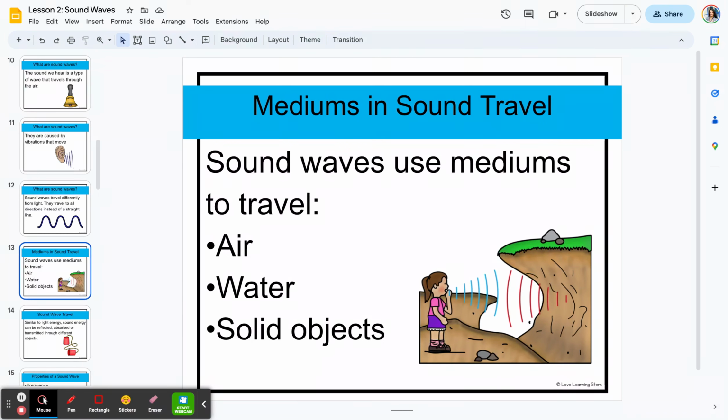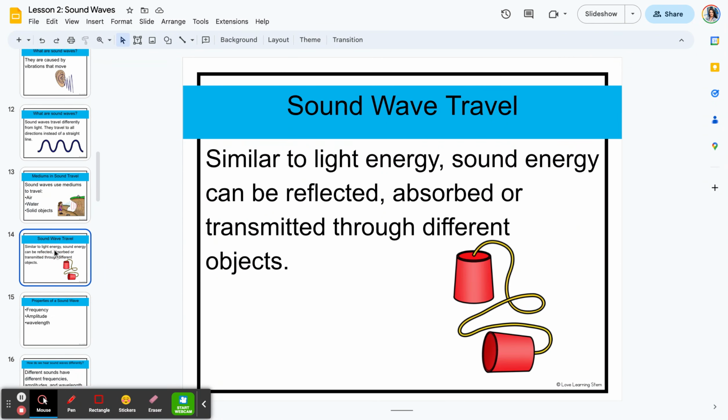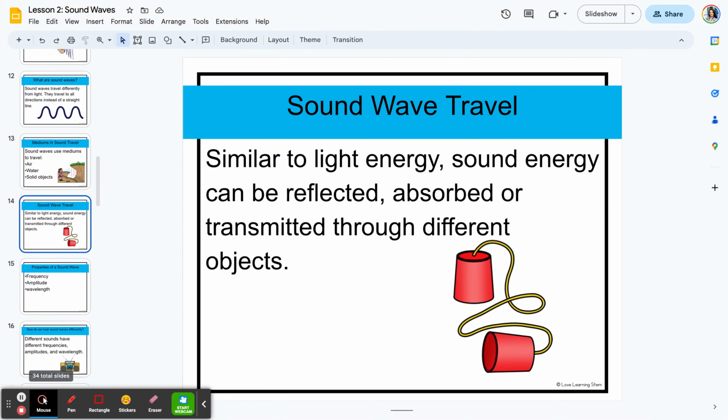So, what are some mediums that sounds can travel through? Sound waves use air, water, or solid objects to be able to move around. And it is very similar to light energy in that it can be reflected, absorbed, or transmitted through different objects.